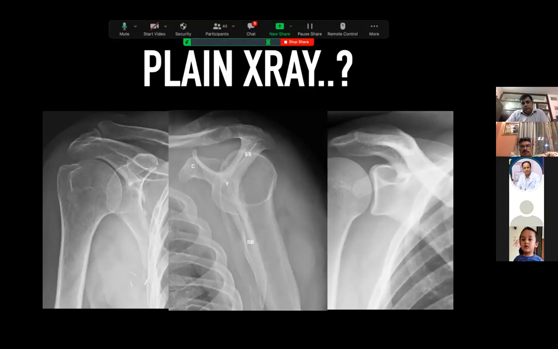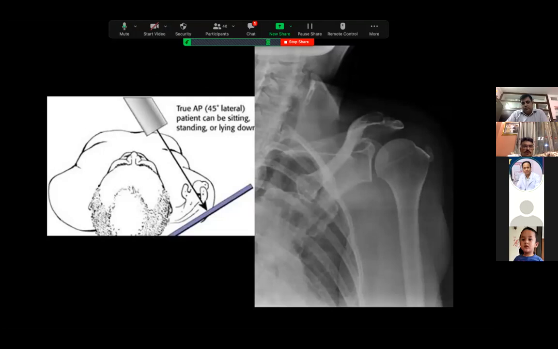So this is the technical method of how we get the true AP view of the shoulder joint. As we know, the scapula is rotated about 30 to 45 degrees anteriorly from the transverse, coronal axis. So we have to put the plate just parallel to the scapula and project the X-ray beam perpendicular to this, or you can rotate the patient.